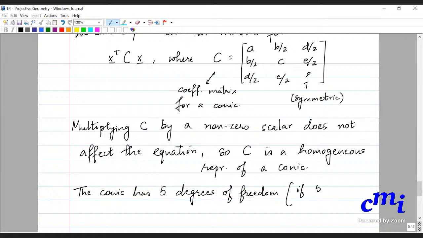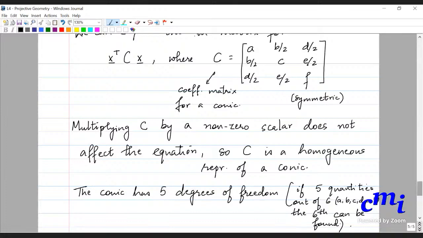If 5 quantities out of the 6, which 6 quantities? A, B, C, D, E, F. If 5 of these are known, the sixth can be found. So we have that equation. In this way, the conic has 5 degrees of freedom.